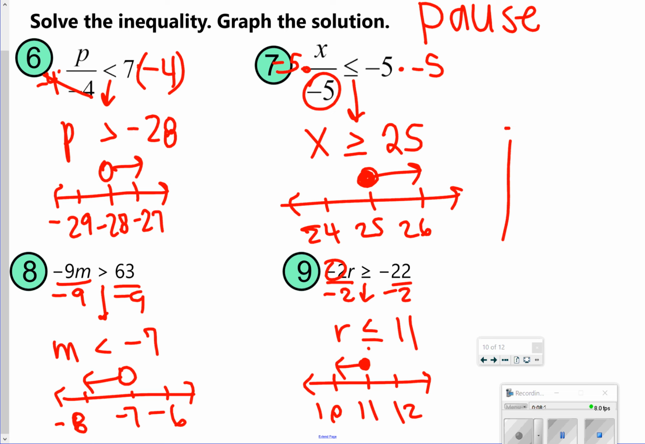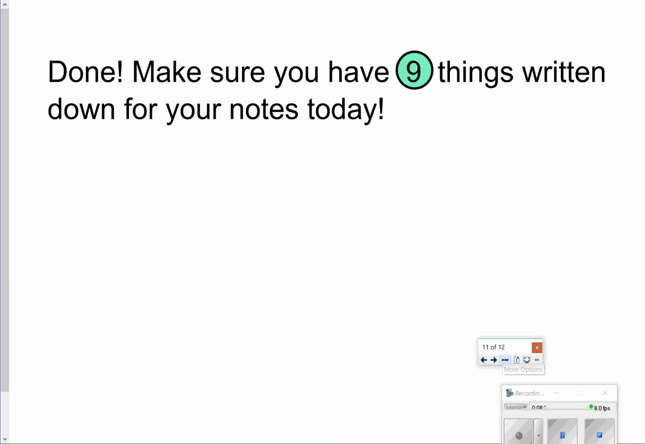Okay, that's all we have for notes for today, so just make sure you have those 9 things written down, and just be careful whenever you're multiplying or dividing by negative numbers.